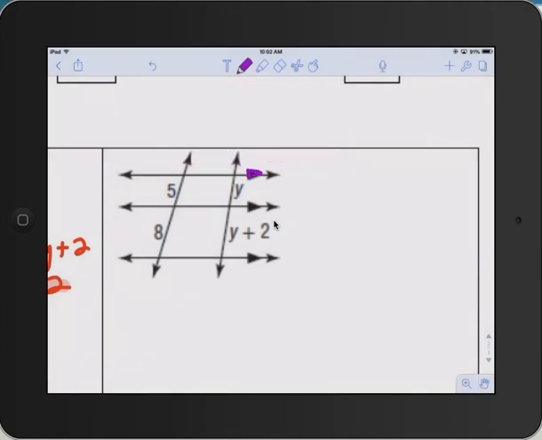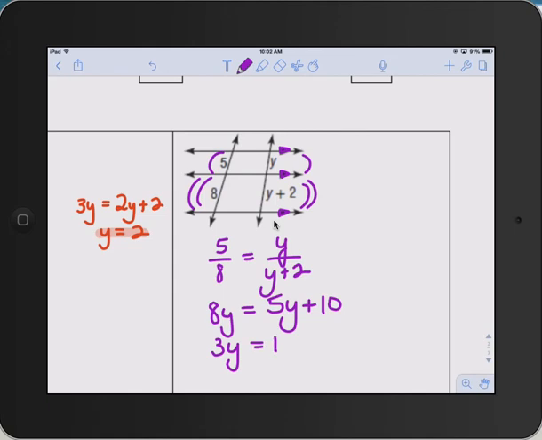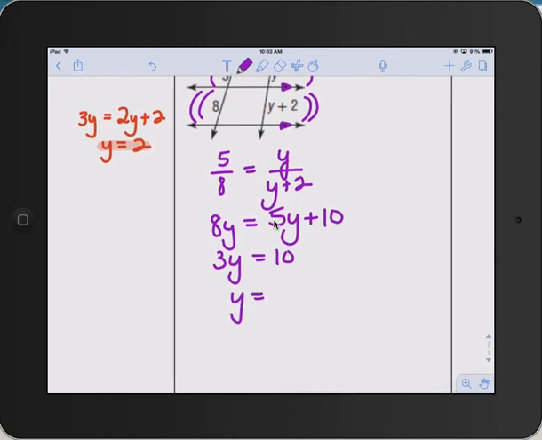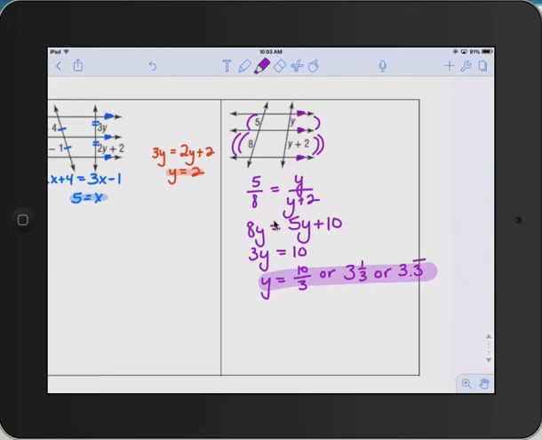And the last problem from this lesson is, we've got parallel lines there. 5 is to 8 as y is to y plus 2. y equals 5y plus 10. Make sure you distribute the 5. 3y equals 10. y would be 10 over 3. Now you can write that as 3 1/3 or 3.3 repeating, but again, I don't know really why you would do that. It's perfectly fine as 10 over 3, so I would just leave it that way.